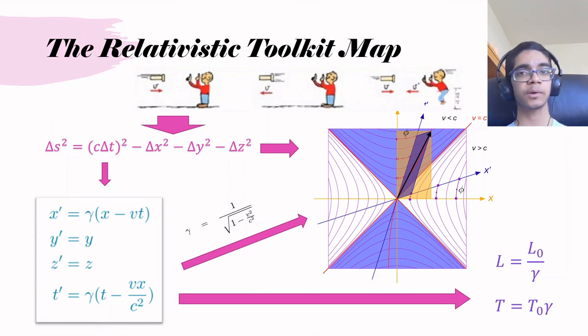Additionally, we also discovered that through the Lorentz transformation equations, it's really easy to just take out a factor of 1 over the square root of 1 minus v squared over c squared, which is basically gamma. And using gamma, we can also derive the equations for length contraction and time dilation, which are listed on the right. So, using all of this stuff, what can we do?